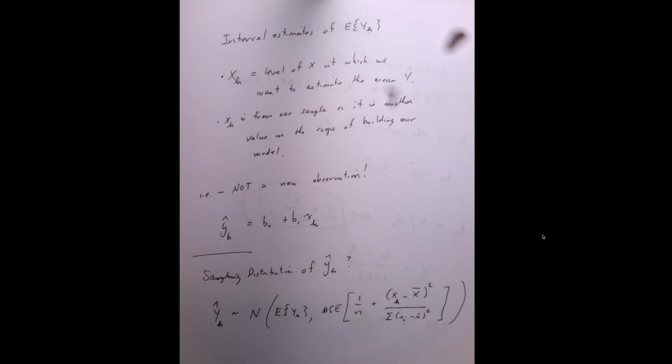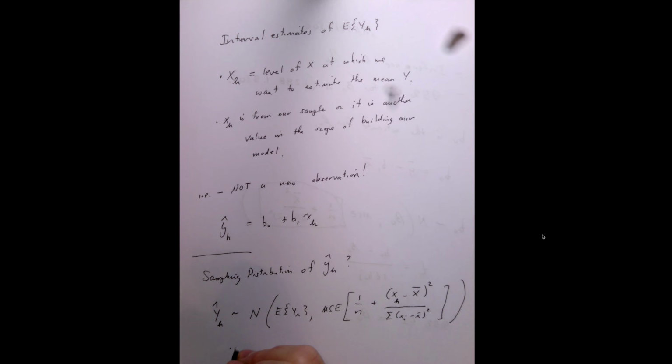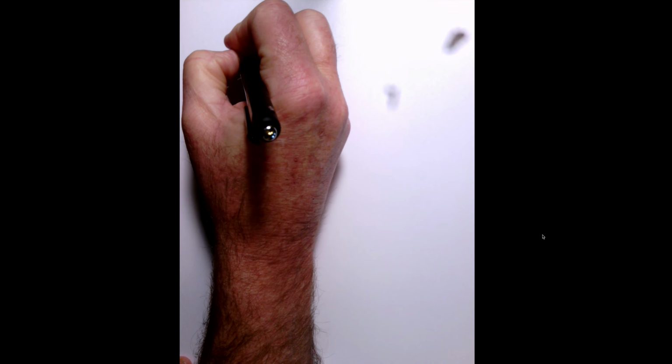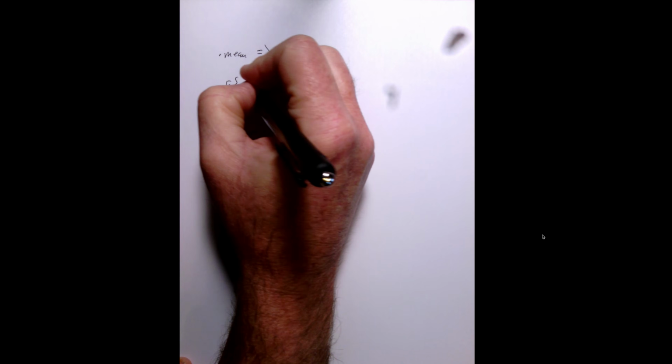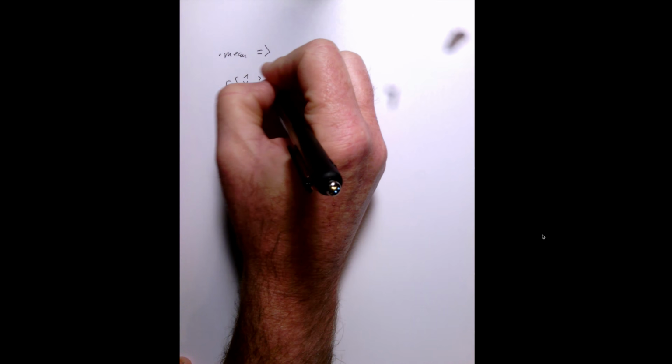Now, a couple of questions, three questions. Do we have normality? And if so, what do the center and the spread look like? Well, it turns out that we do have a normal distribution, because our y hat sub h is a linear combination of our y sub i's. If our y sub i's are normally distributed, any linear combination of normally distributed variables will create a normal distribution. The mean will be equal to, well, not equal to, but the expected value, if you will, of y hat sub h.